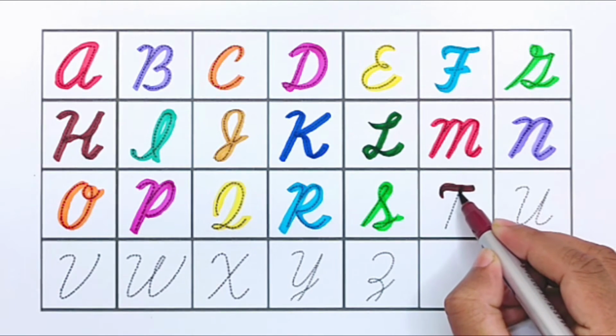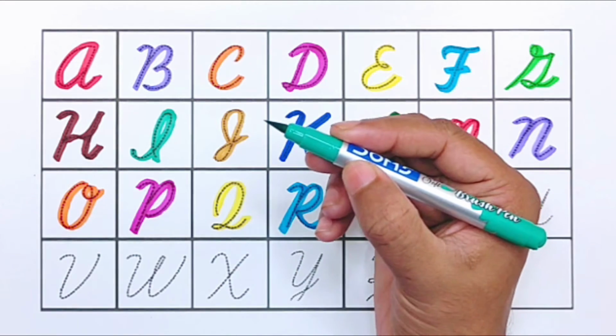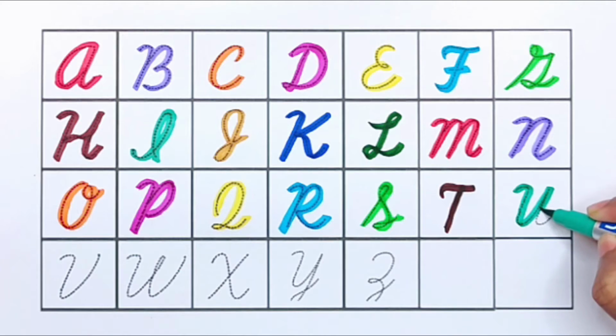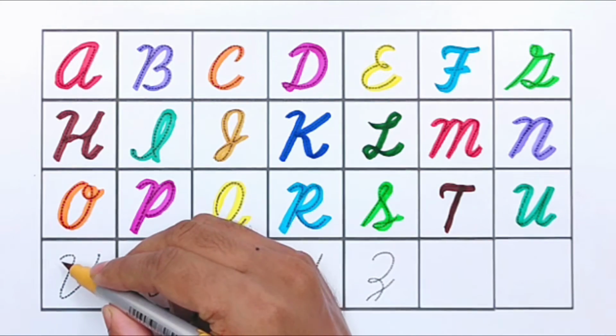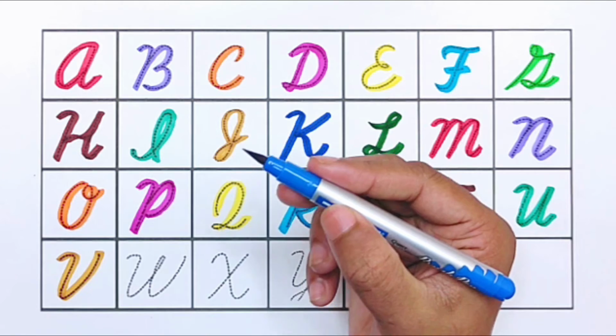T for tiger, sea green color. U for umpire, yellow brown color. V for volleyball, blue color.